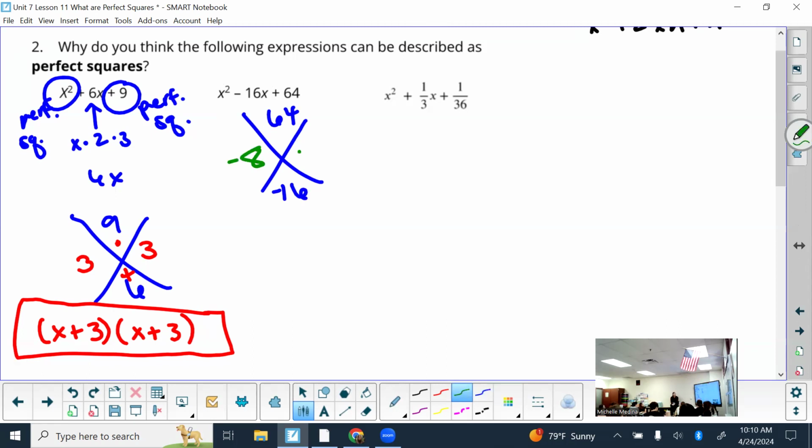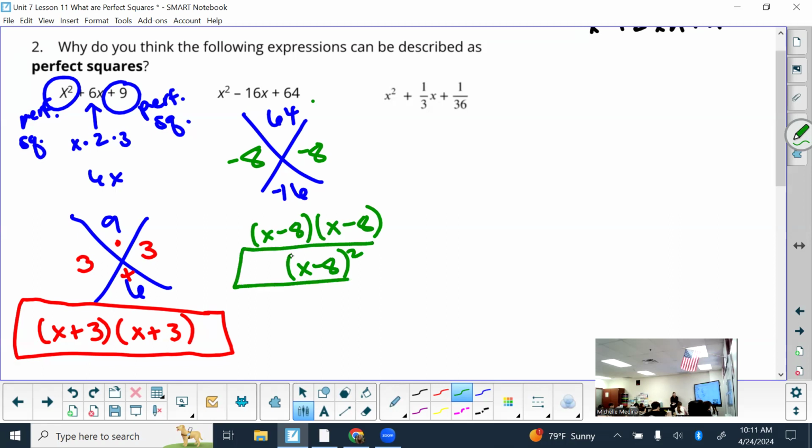Negative 8 and negative 8. So it would have to be the same sign to multiply to a positive, and to add to a negative, they both have to be negative. So it ends up looking like this, which really means I could write it like this and kind of condense it. That can be your proof why it is a perfect square.